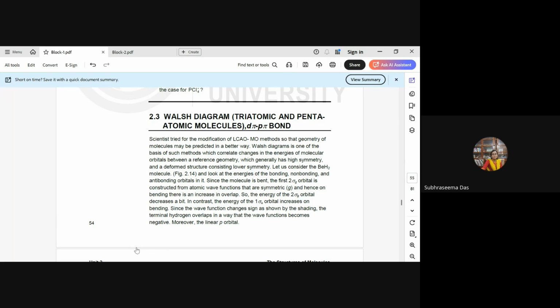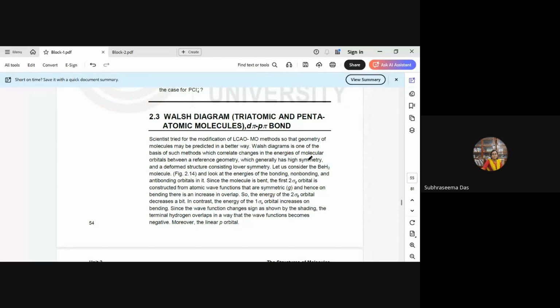So we'll start with the Walsh diagram. Walsh diagram for triatomic and pentatomic molecules and also for the d pi p pi bonds. Now, the modification of LCAO-MO methods, that is linear combination of atomic orbitals and molecular orbital methods, so that the geometry of molecules can be predicted in a better way, was first made easier through the Walsh diagrams.